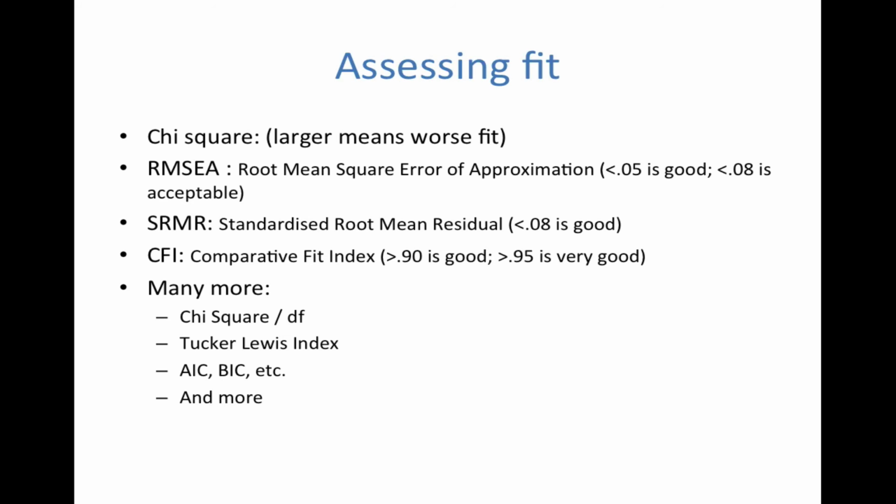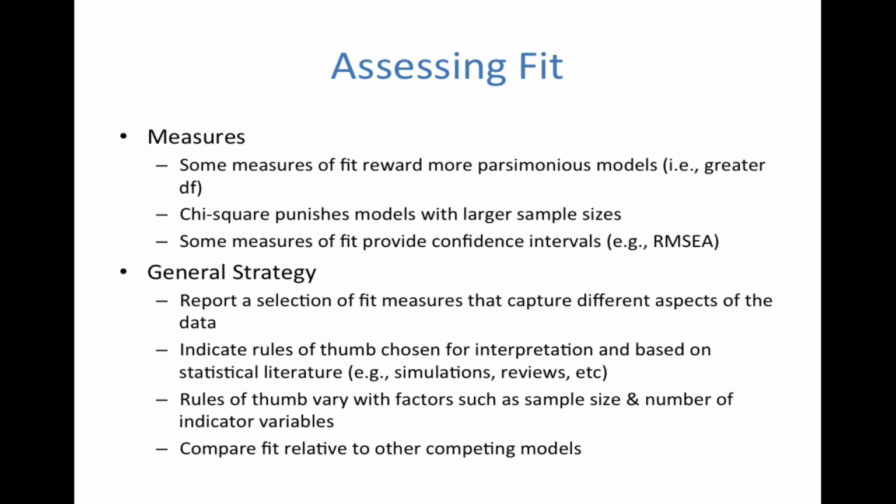An alternative approach is to fit multiple models and see which model is better or worse, rather than relate them to global rules of thumb. The SRMR looks at how much the observed covariances differ from the modeled covariances, and CFI looks at the proportion of deviance that's recovered by the model relative to a null model. There's lots of measures of fit, and if you get into it, you might want to read up about them in a book like Hair et al. or Tabachnick and Fidell.